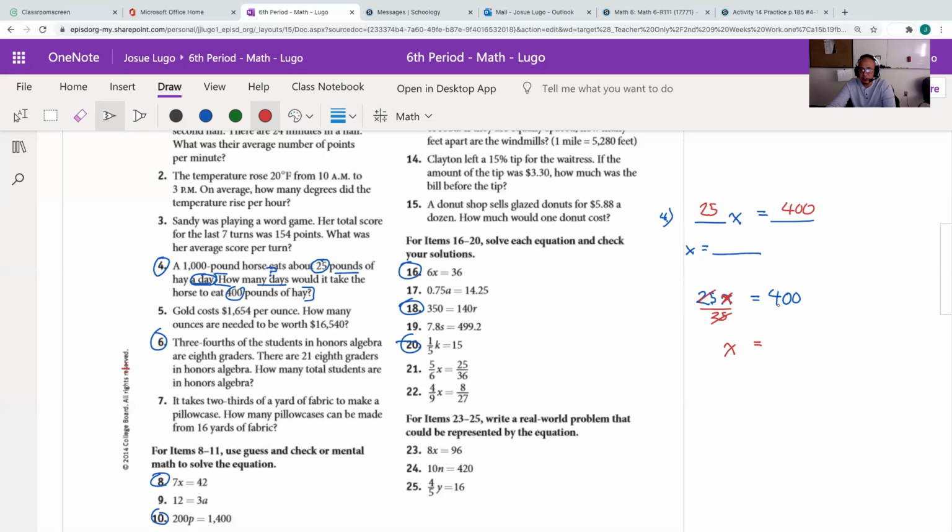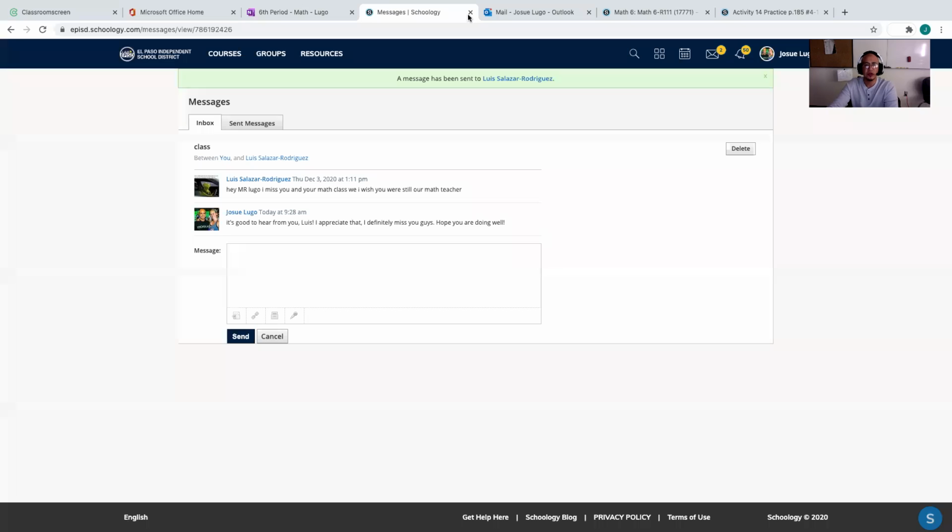However, whatever I do to one side, I must do to the other. I must divide 400 by 25. 400 by 25, that is going to be 16. Therefore, ladies and gentlemen, x is equal to 16. All right. This will make way more sense once you actually see it in Schoology. In fact, I can show you.